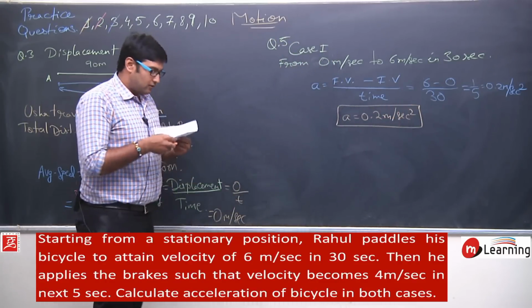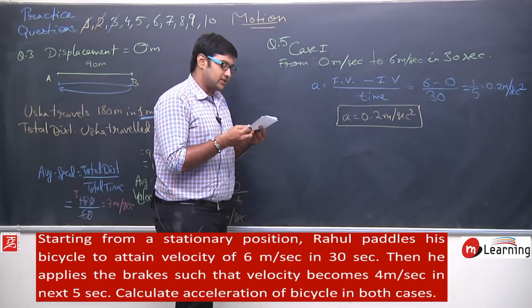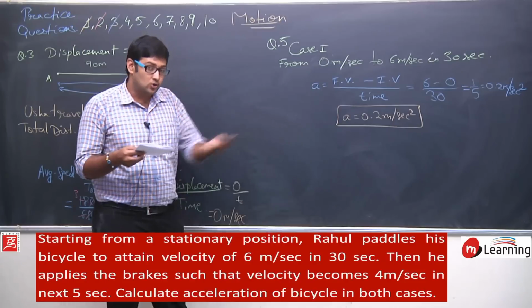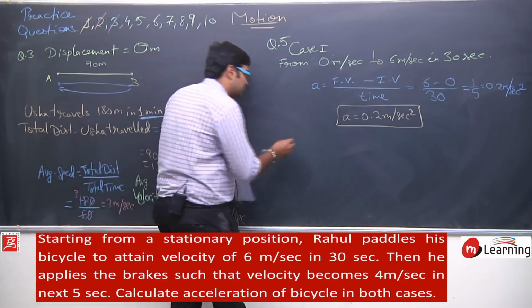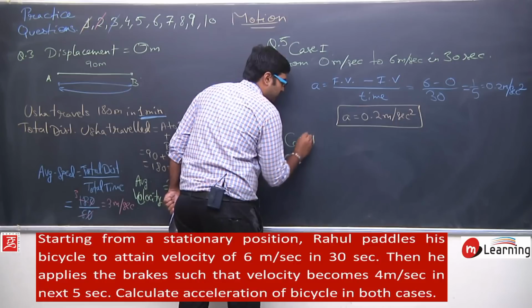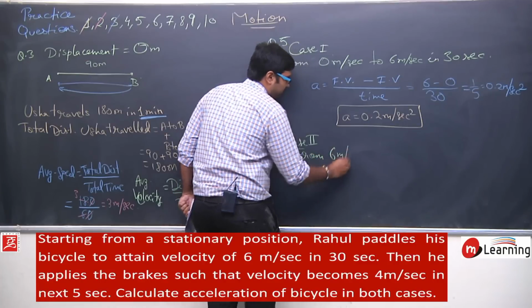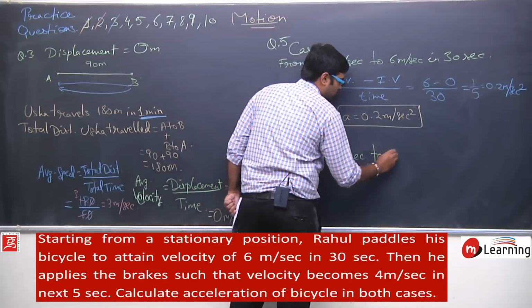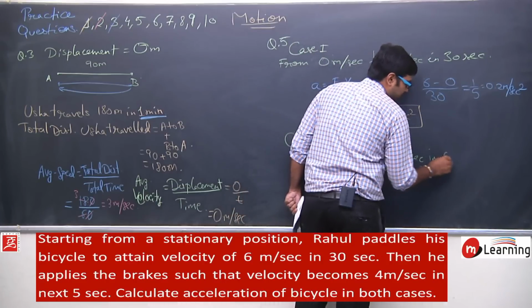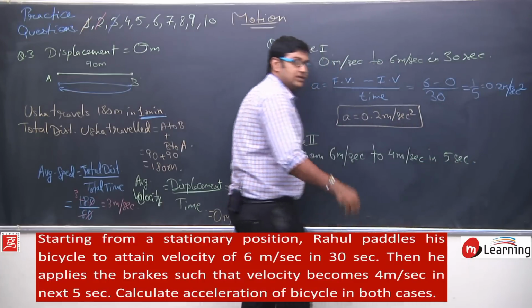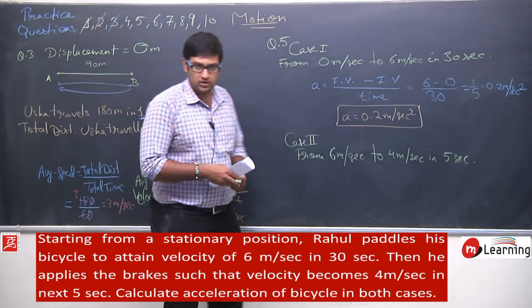Okay. Now we are given one more case, that is, the velocity of the bicycle changes from 6 meters per second to 4 meters per second in the upcoming 5 seconds. So case 2: from 6 meters per second to 4 meters per second in the next 5 seconds. In the next 5 seconds, the speed comes from 6 meters to 4 meters.